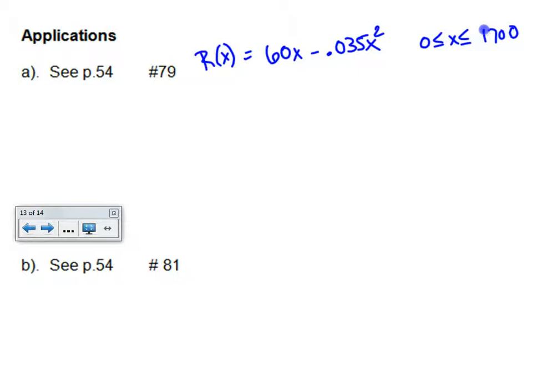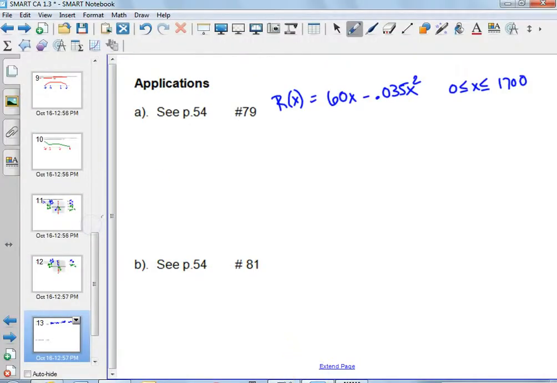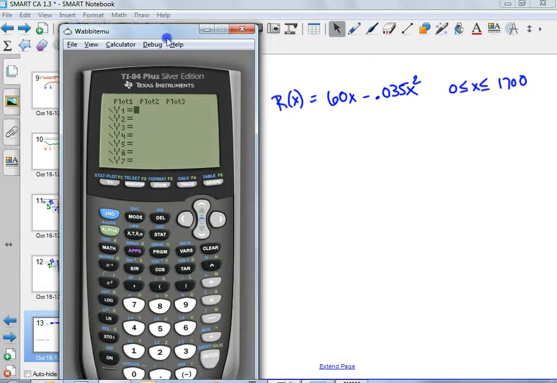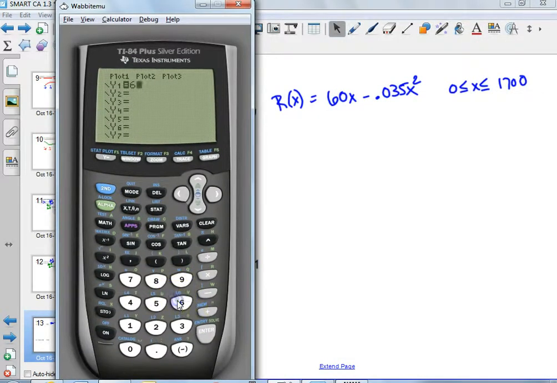Now, this is definitely a technology problem. So I'm going to go to my calculator, and I'm going to graph it. So go to y equals, which should already be programmed. Or you're going to program it, rather. 60x minus 0.035 x squared. Now they gave you a domain restriction, which is awesome.